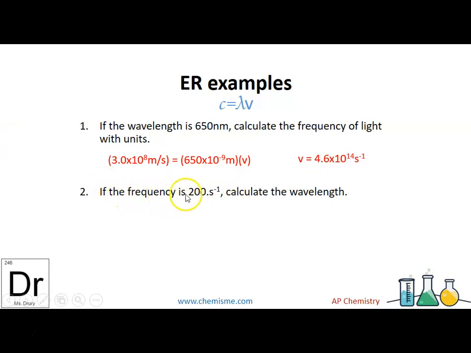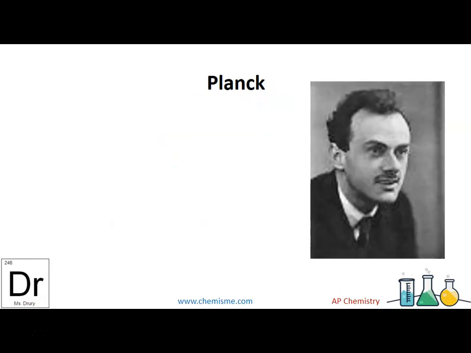Again, if the frequency is 200 per second, or hertz, calculate the wavelength. So we're going to go backwards. It still has the 3 × 10⁸ meters per second on the left because that's a constant. The wavelength is what we're solving for, and we put 200 in. This time the units are compatible, seconds to seconds, so all I have to do is divide, and my answer is 1.5 × 10⁶ meters. If I know how far something's going, I can figure out its frequency. If I have how many cycles it's going through, I can figure out its wavelength.